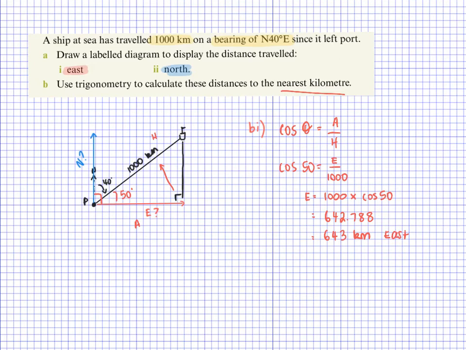We're now going to do the same thing for north. Now north will have a different triangle to work with. We would close the triangle in here. Now we could potentially use the value we've got for east, but remember we're always best to use the values given to us in the question.